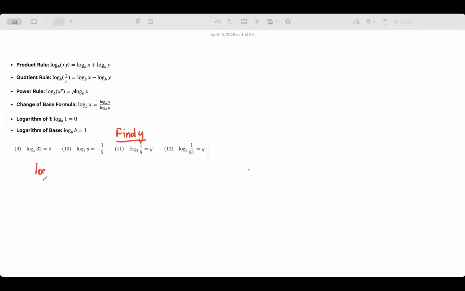So, log 32 base y will be equal to 5. Rewrite it as exponential functions. Base will always be the same. This will become the exponent. This will become the answer.